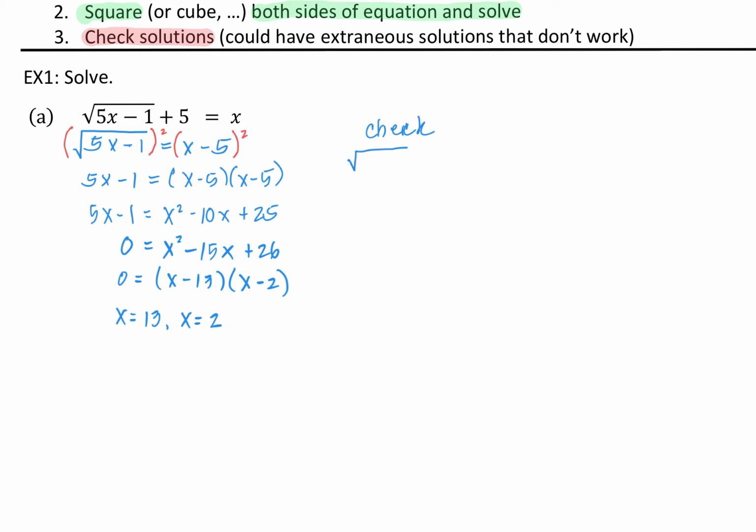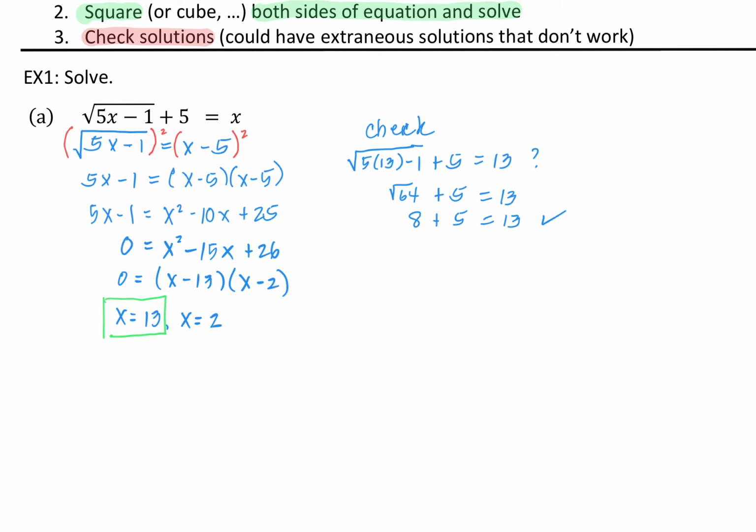That will give me the square root of, if I put in 13, 5 times 13 minus 1 underneath the square root, plus 5. So the question is, is that equal to 13? 5 times 13, that should be 65. Minus 1 is 64. So I'm going to have the square root of 64 plus 5. That's 8 plus 5. Is that equal to 13? And the answer is yes. So this checks out, and x equal to 13 is a solution.